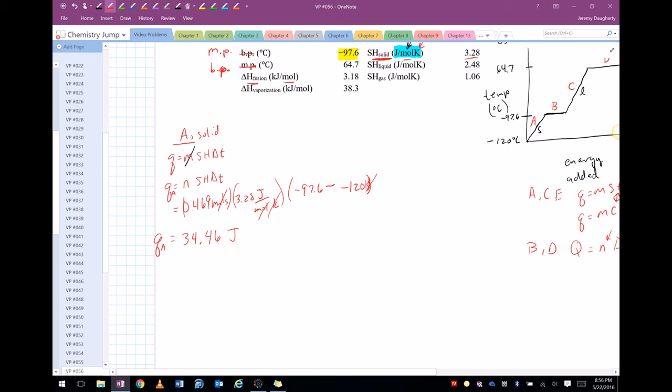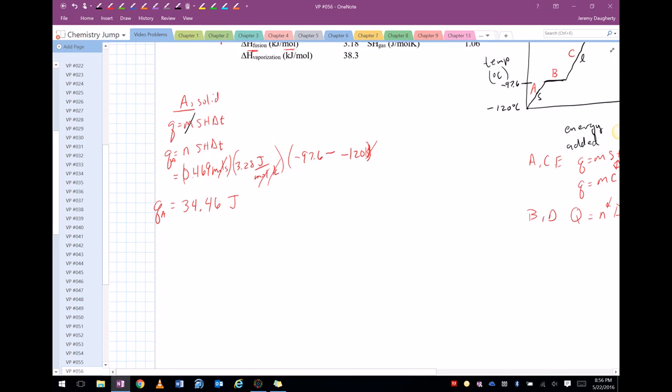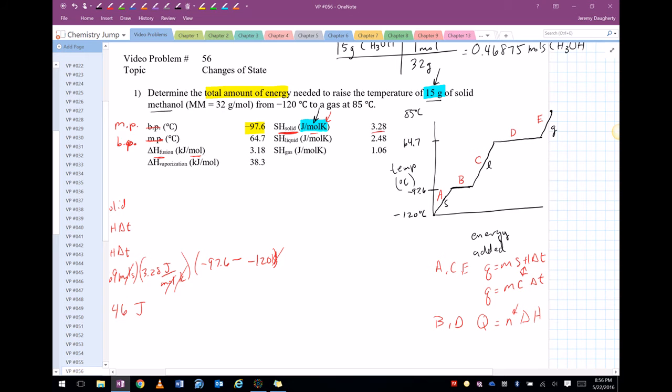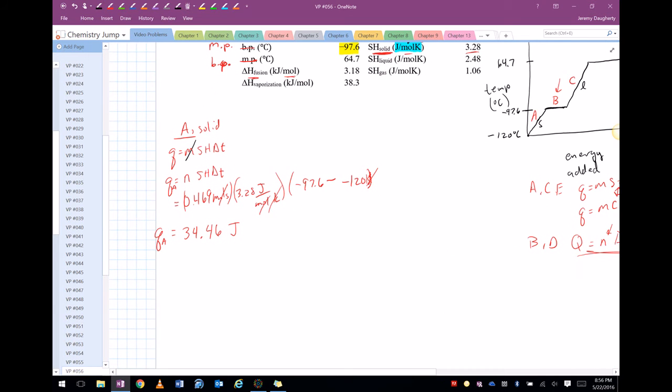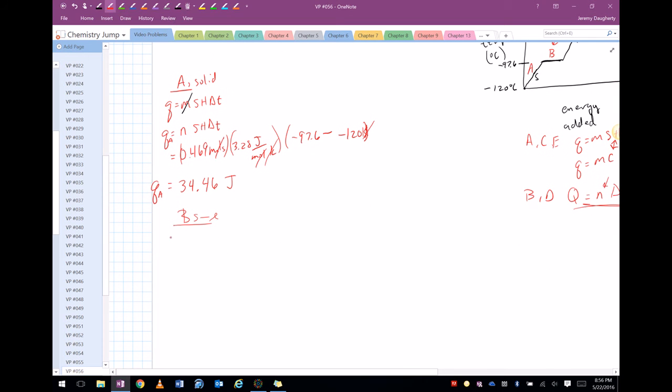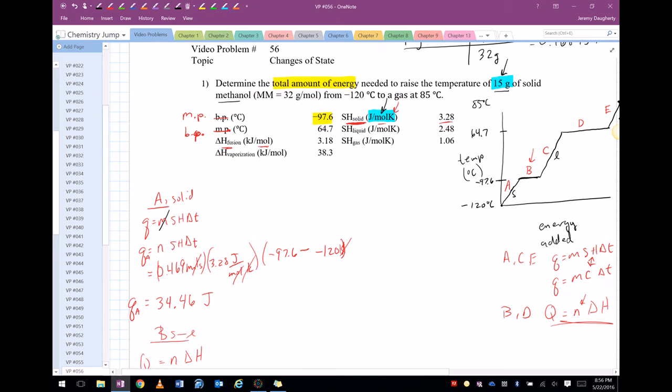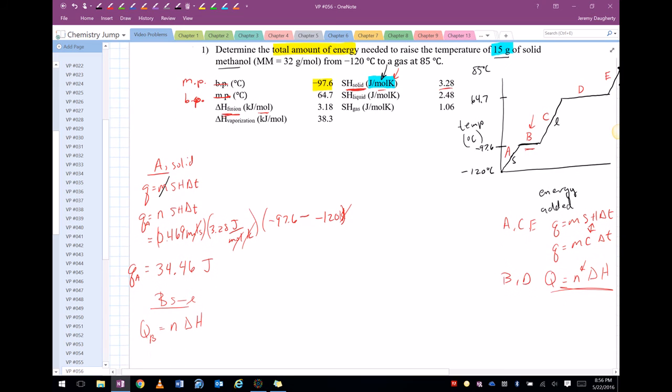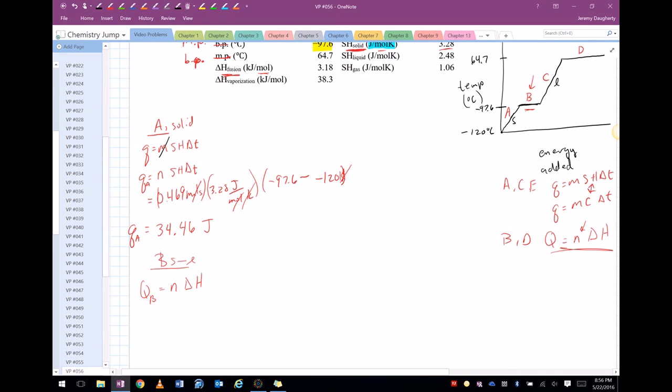All right, let's go on to B. All right, so point B is that plateau right there. All right, we said we're going to use this equation. So here's B, and this is going from solid to liquid, right? So I need, here, let's write down the equation. That's going to be Q sub B is equal to n times delta H. Now, is this delta H fusion or vaporization? Melting is fusion. So this is delta H fusion, and it's 3.18 kilojoules per mole.